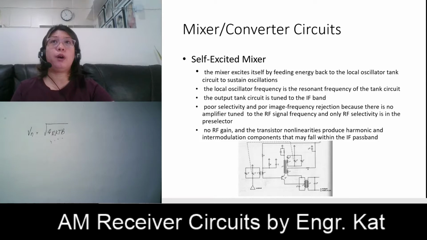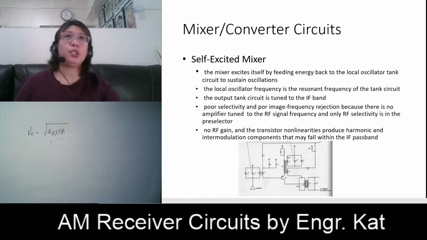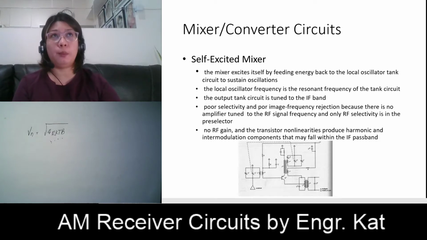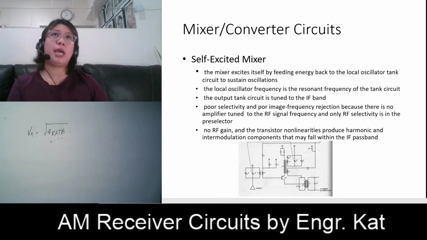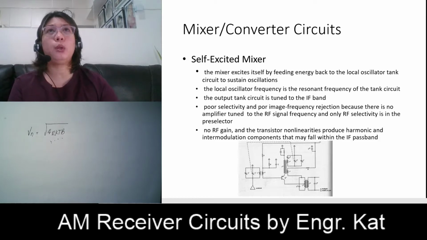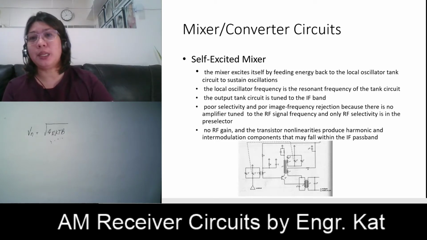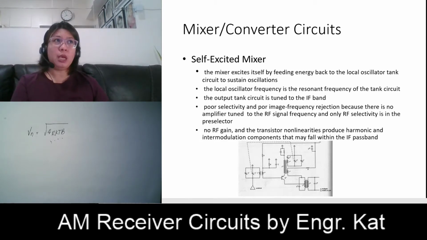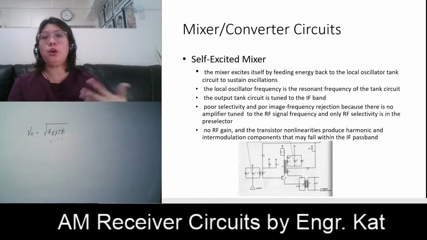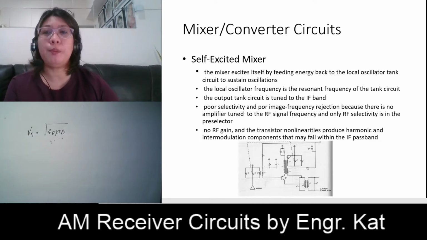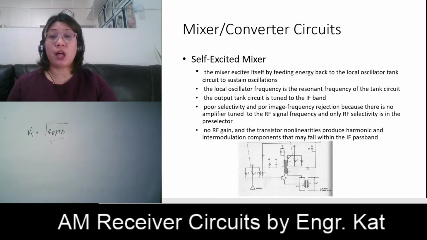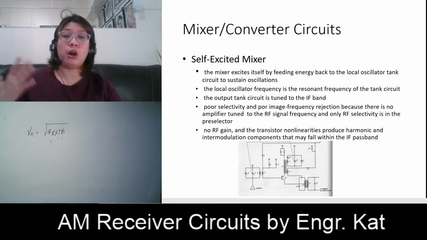So there are different types of mixer circuits. We have here the first circuit, which is probably the simplest mixer available, other than the single diode mixer. This is being used exclusively for inexpensive AM broadcast band receivers. We call this a self-excited mixer. Why do we call this a self-excited mixer? Because the mixer excites itself by feeding energy back to the local oscillator tank circuit to sustain oscillations.